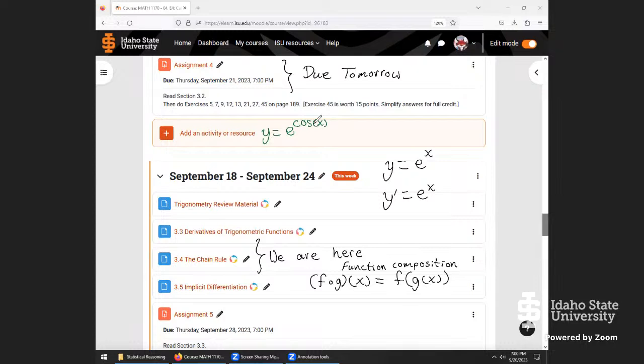Now we have a problem, right? Someone put a cosine function, that's like the g right here, the inner function, inside your exponential function base e, that's like the f function here, the outer one. No rule that we have so far tells us how to differentiate this at all.